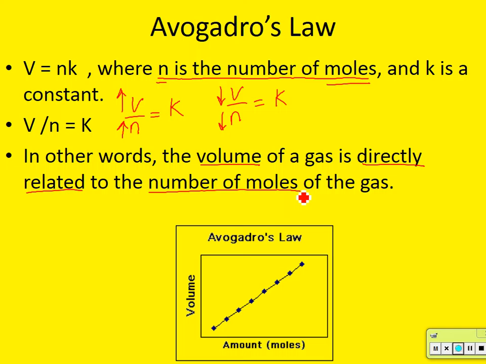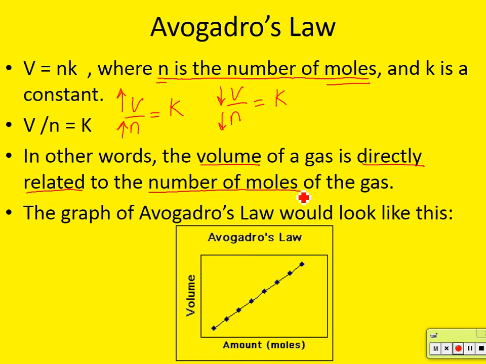I think we get this directly related, not inversely related, right? But let's see. If I put more moles, what's going to happen to volume? It's going to go up. What if I decrease the number of moles? Volume will go down. Yeah, so if one goes up, the other one goes up. If one goes down, the other one goes down.